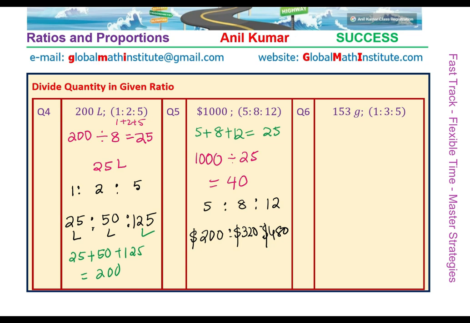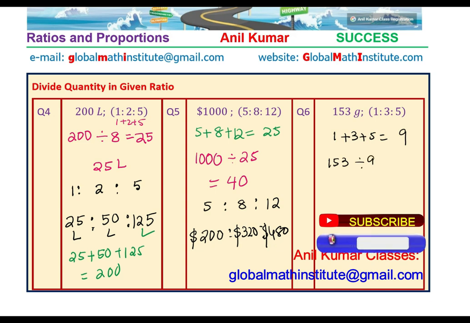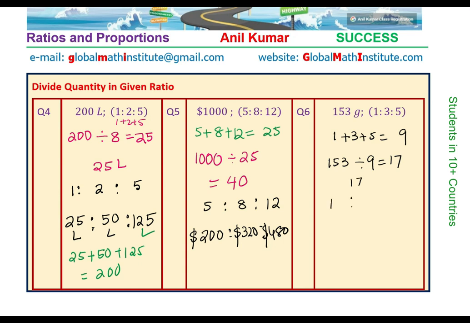Makes sense. The last question for you: 153 grams is to be divided in the ratio of 1 is to 3 is to 5. So first add these numbers, correct? So it is 1 plus 3 is 4, 4 plus 5 is 9. Now you divide 153 by 9, right? You get 17, 9 times 17 is 153. So 17 we have to give in the ratio of 1 is to 3 is to 5.